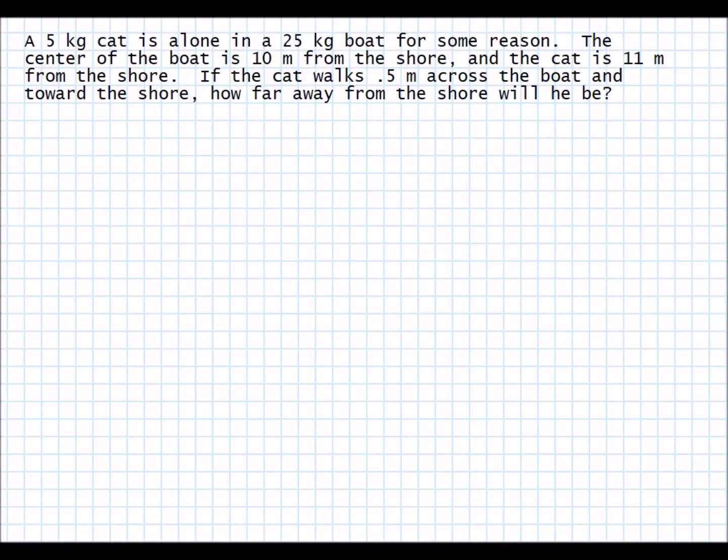The reason it's not that is that the cat's not going to get 0.5 meters closer to the shore. Although the cat's walking toward the shore, he's walking across the boat, and the boat will move away from the shore slightly. So the answer is going to be some combination between the distance the cat walks toward the shore and the distance that the boat moves backward away from the shore. Okay, now for that picture.